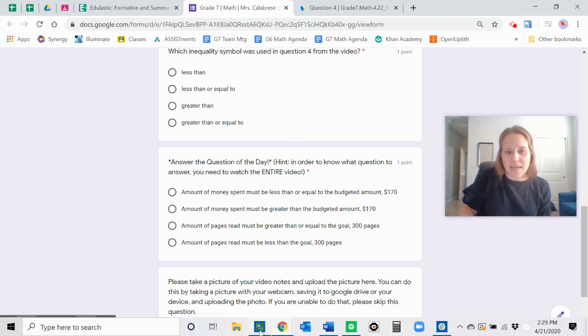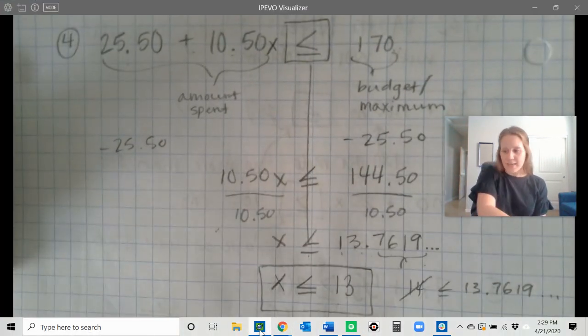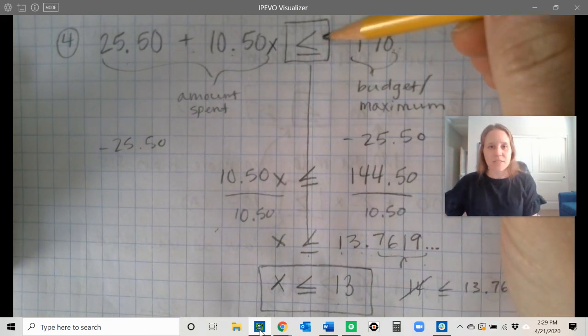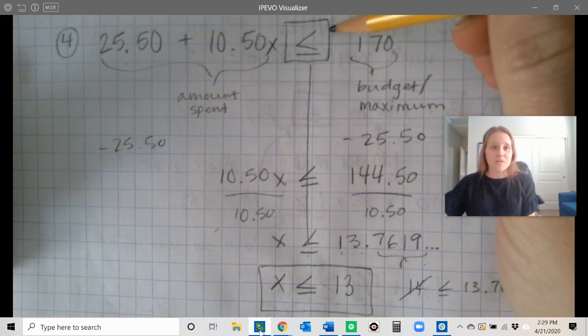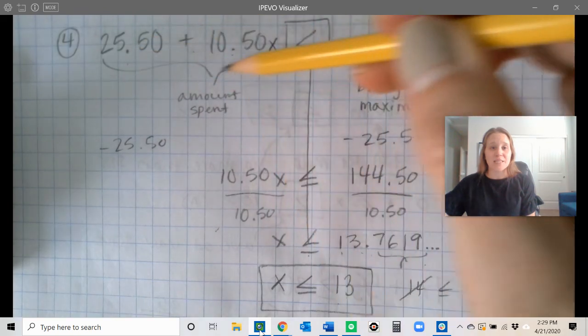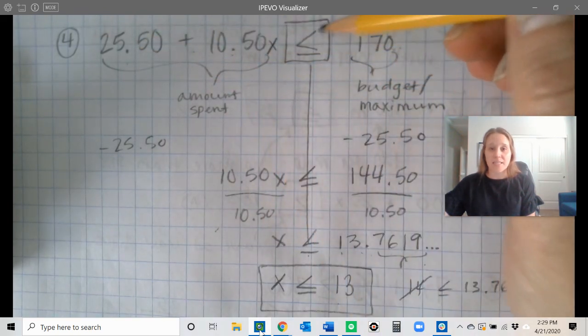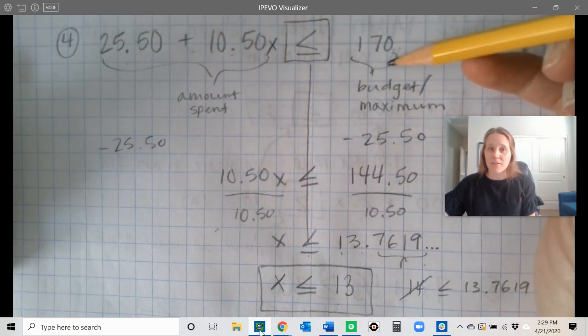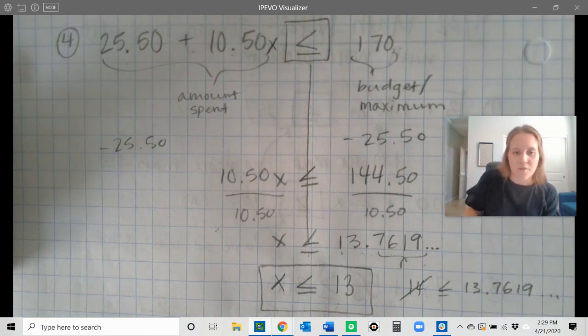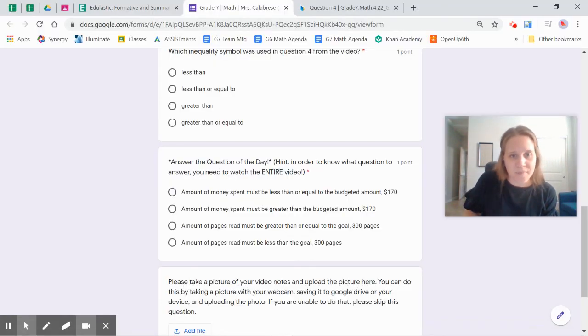If I go back to my thinking, in question 4, here's my less than or equal to sign. The reason we used it is because the amount of money spent needed to be less than or equal to the budgeted amount. Okay. So if I'm looking at my Google form, we're not talking about pages read. We are saying A, the amount of money spent must be less than or equal to the budgeted amount 170.